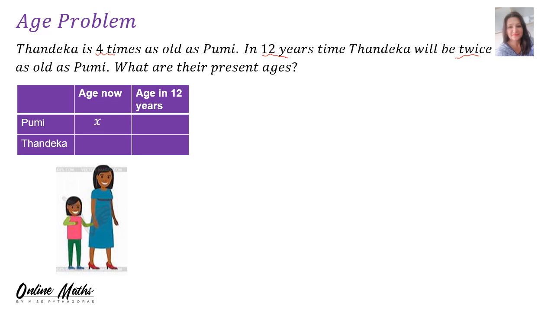Pumi is x, Tandeka is 4x, since she's 4 times as old as Pumi. Their age in 12 years: Tandeka is 4x plus 12 and Pumi is x plus 12. Now we have to convert the table into an equation, and we do that by saying Tandeka's age is equal to twice the age of Pumi.